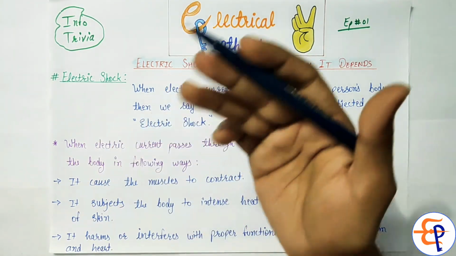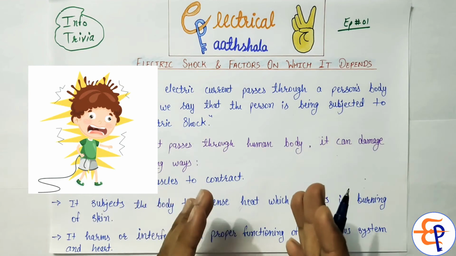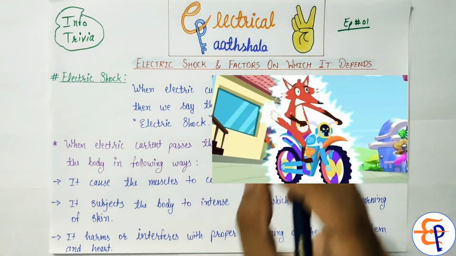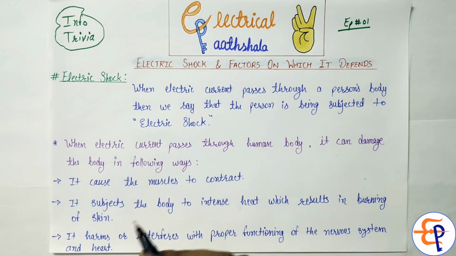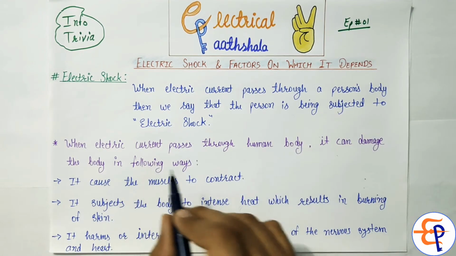So first of all, what is electric shock? So guys, when electric current passes through a person's body or some animal's body, then we say that the person or that animal is being subjected to electric shock. Now guys, what happens when electric current passes through our body? When electric current passes through the human body, it can damage the body in the following ways.